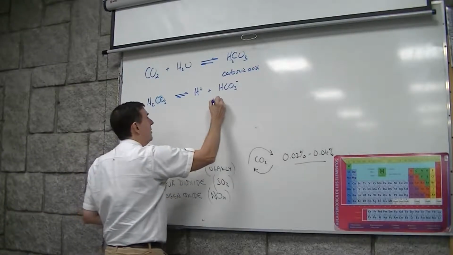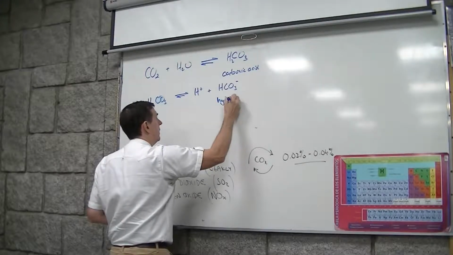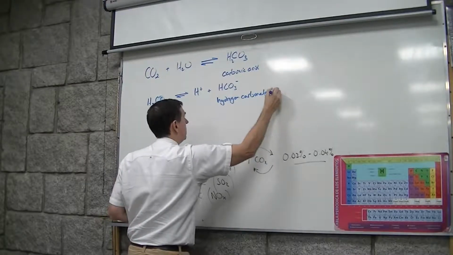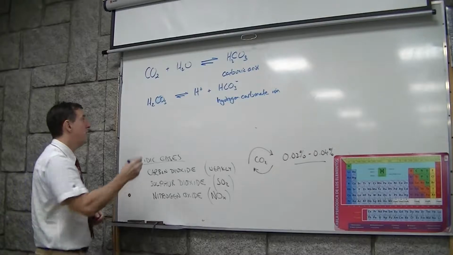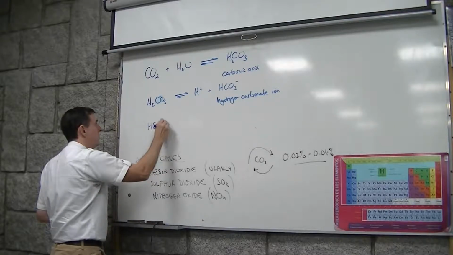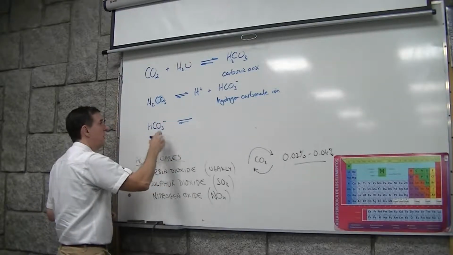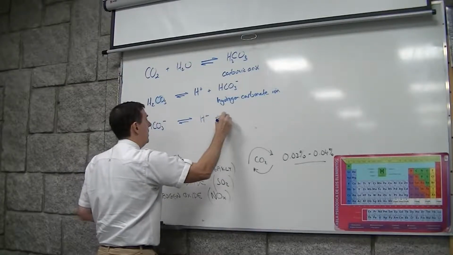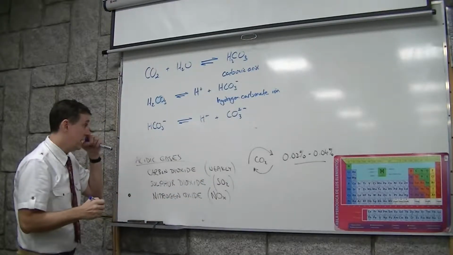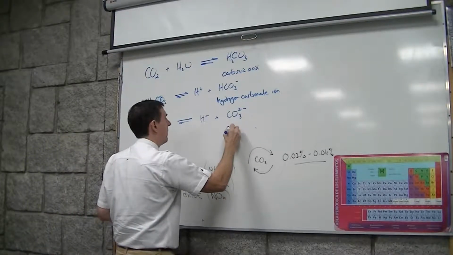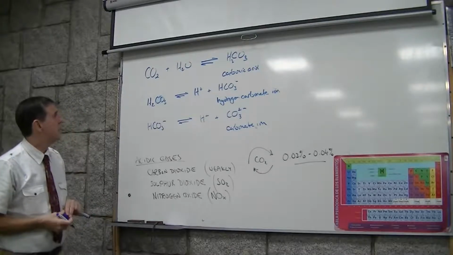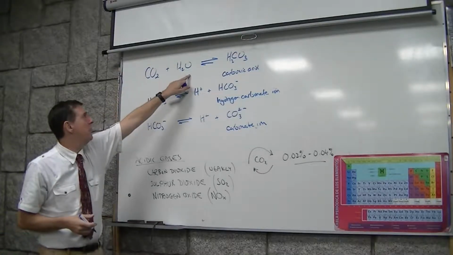This is the hydrogen carbonate ion. And here's some acidity. Now the hydrogen carbonate ion, HCO3 minus, can continue the equilibrium to give H plus and CO3 2 minus. This is the carbonate ion. So we can see that these equilibria lie very much to this side.